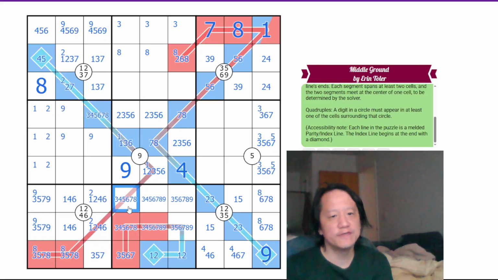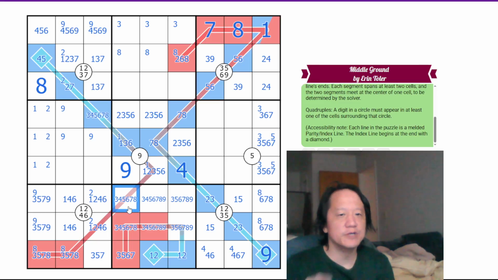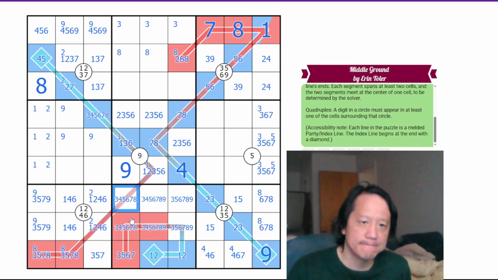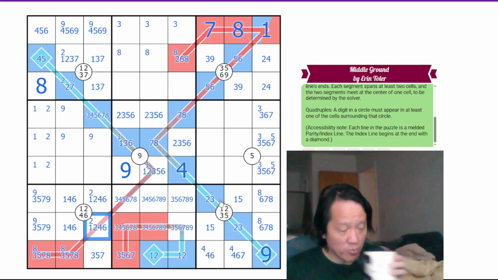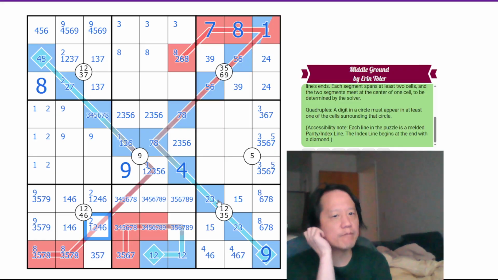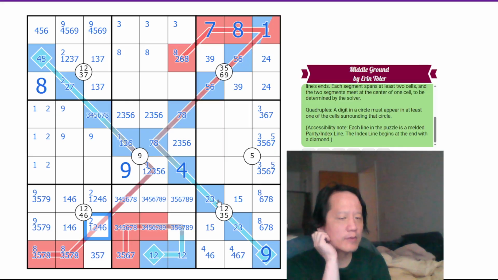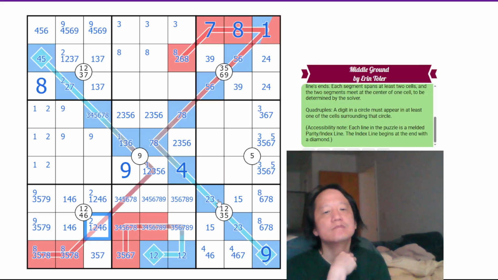So this could be 3, 4, 5, 6, 7, 8. So if this is an index line, where can 6 be? It could be 3, it could be 4, it could be 5, it could be 6, it could be 7. Okay. What else do we have?